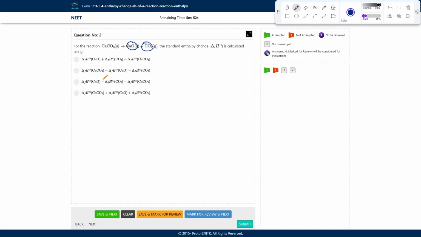So calcium oxide plus carbon dioxide will be added for the product part, minus the reactant part, which is calcium carbonate. So the standard enthalpy of formation of calcium oxide plus the standard enthalpy of formation of carbon dioxide minus the standard enthalpy of formation of calcium carbonate. So this one is the correct one, product minus reactant. Next question.